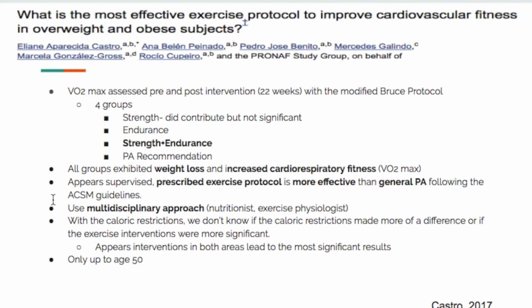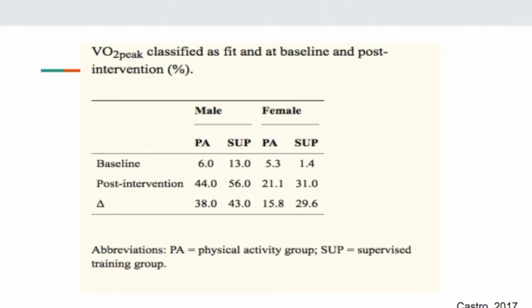Make sure to utilize a multidisciplinary approach with a nutritionist and exercise physiologist. With this study, we don't know if the caloric restriction placed upon the patients, which was 25 to 30%, was more effective in leading to their weight loss or if the exercise interventions were more significant. This is a chart showing that supervised exercise led to more of an increase in VO2 max as compared with just general physical activity.